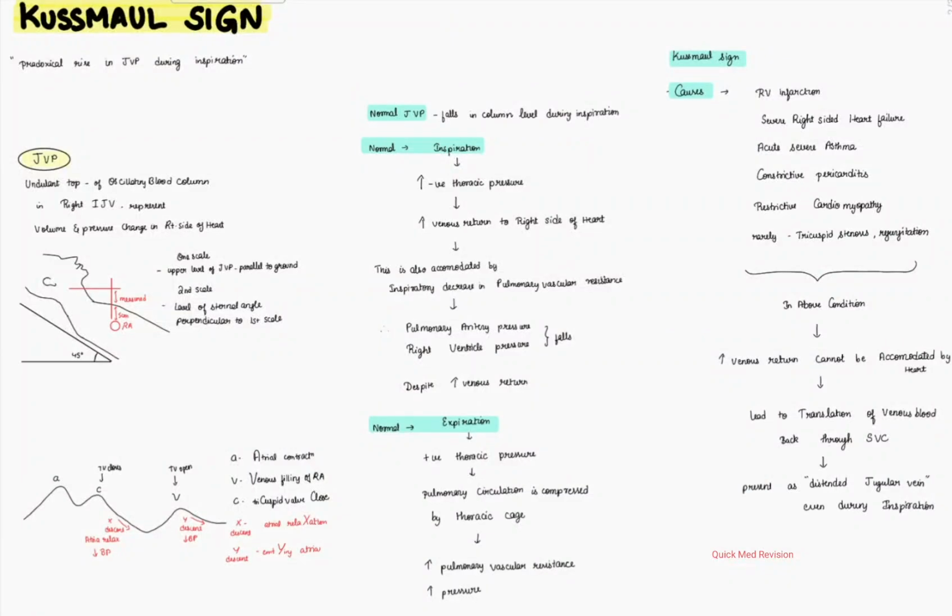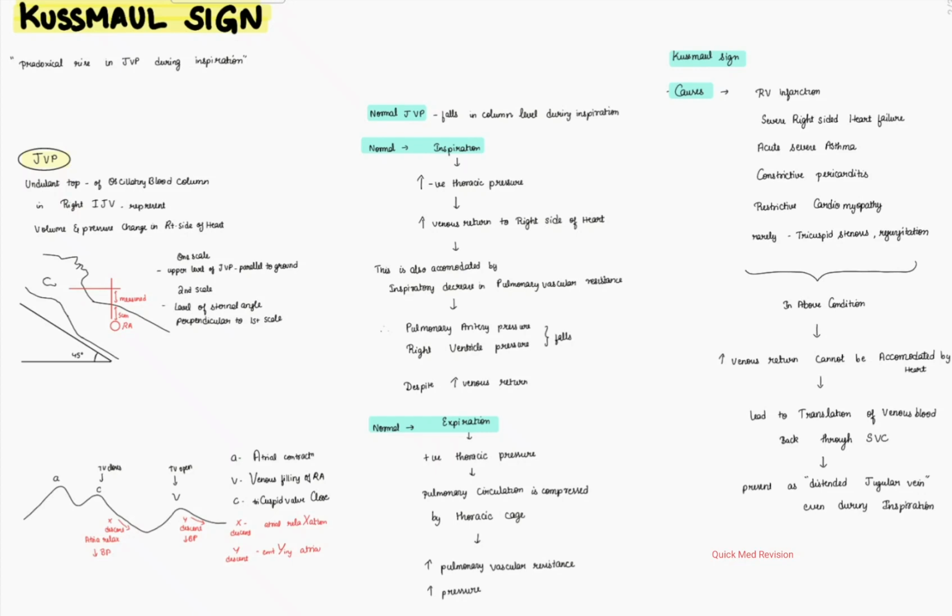Kussmaul sign. It's the paradoxical rise in jugular venous pressure during inspiration. Jugular venous pressure is the undulant top of the oscillating blood column in the right internal jugular vein, which represents volume and pressure changes in the right side of the heart. We have seen in a previous video how to measure JVP and the different waves of JVP. There will be three ascending waves and two descending waves.